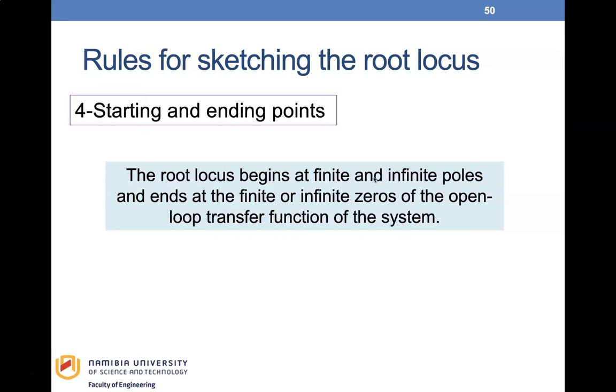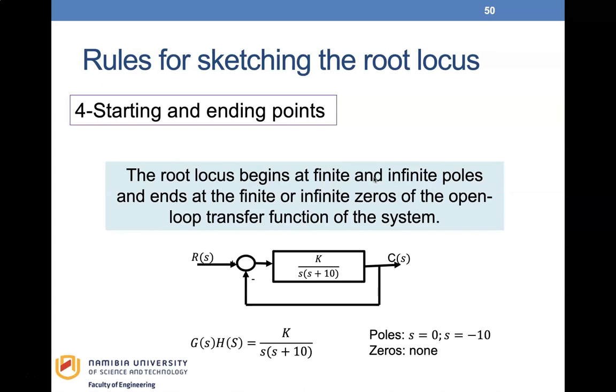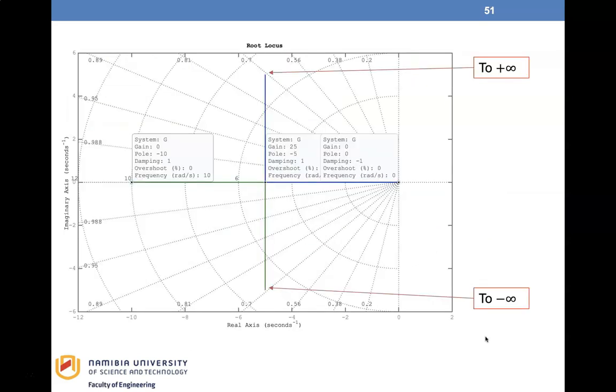The fourth rule provides the starting and the ending point of the root locus. The root locus begins at finite and infinite poles and ends at the finite or infinite zeros of the open loop transfer function of the system. For example, for this system, the open loop transfer function is k over s(s+10). This means that the path of the root locus will begin at s equals 0 and s equals minus 10. And since there are no zeros, which would have been finite ending points, the two loci will terminate at infinity, just as the root locus plot indicates.